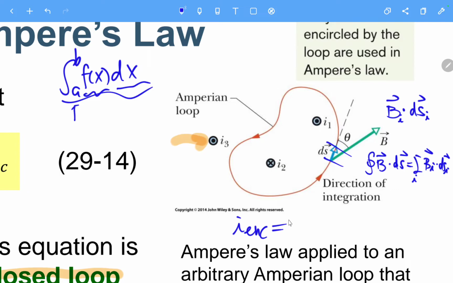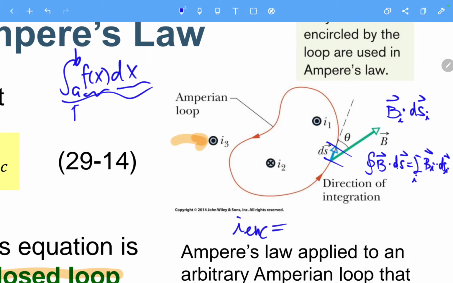We also need to determine the sign of each current. To determine the sign, we use the right-hand rule. You use your forefinger to follow the direction of this loop, like this. Your thumb will point to this side, which means this side is the positive direction.